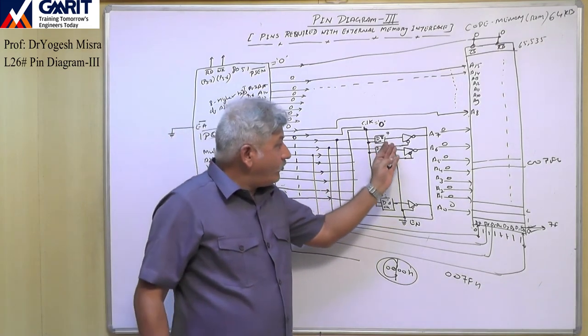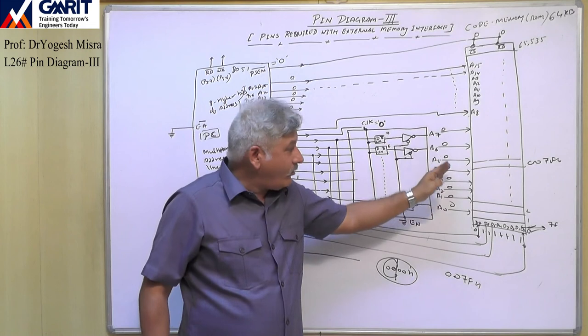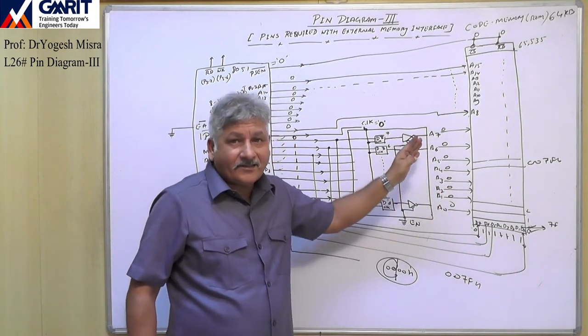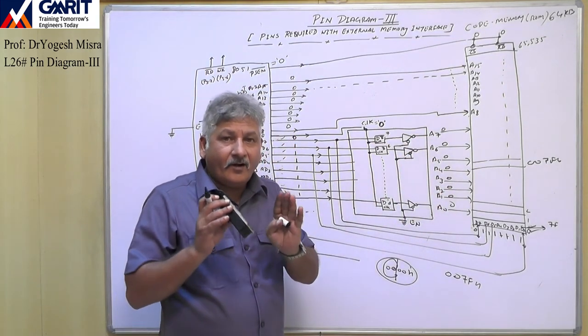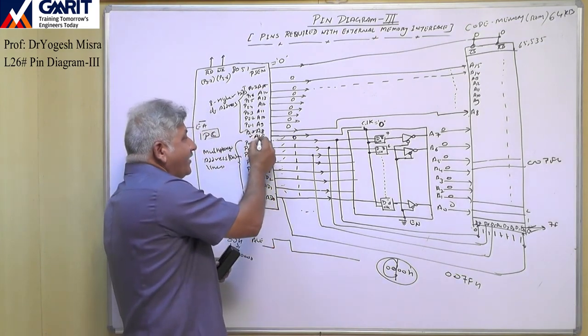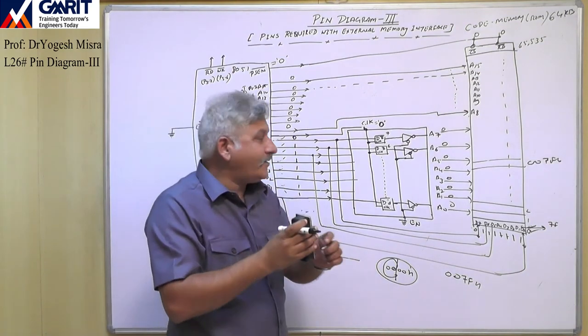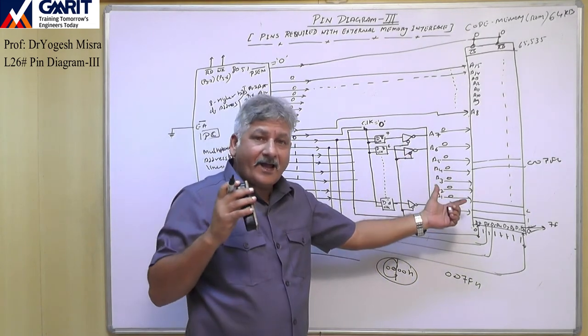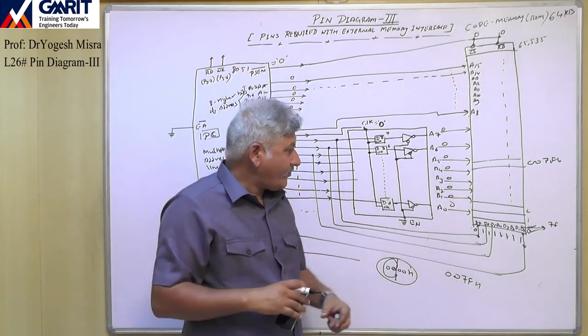That's why we have to lock these lower 8-bit addresses. For locking or latching, we are using this ALE. This is called address latch enable. The lower order addresses are latched, that is, locked.